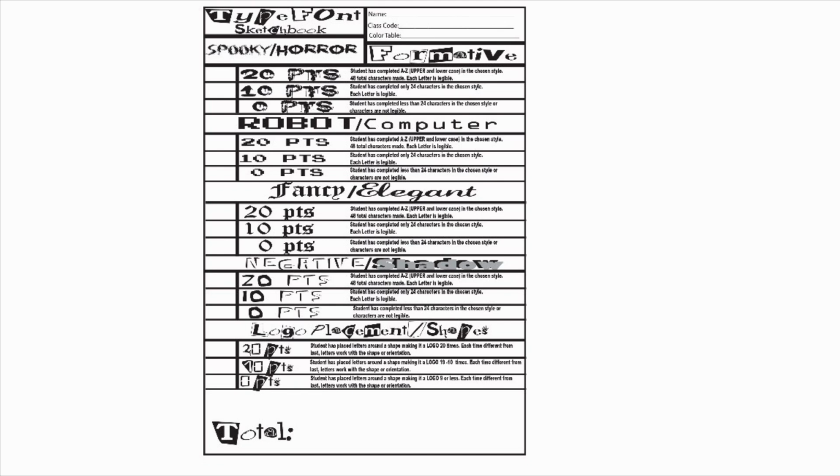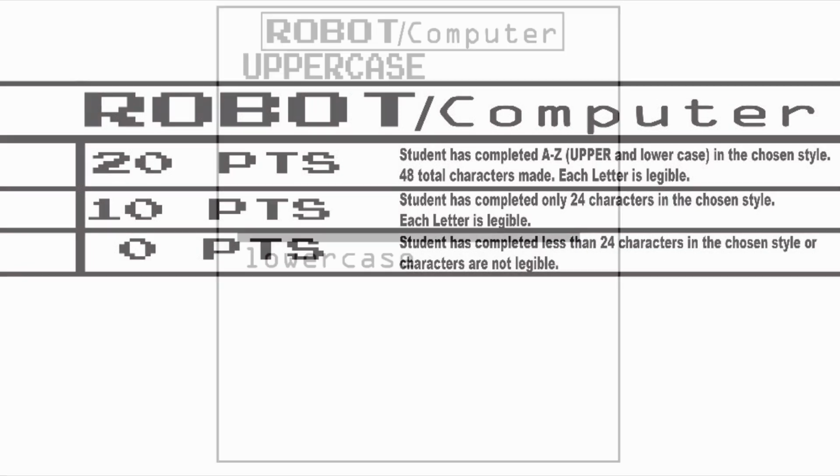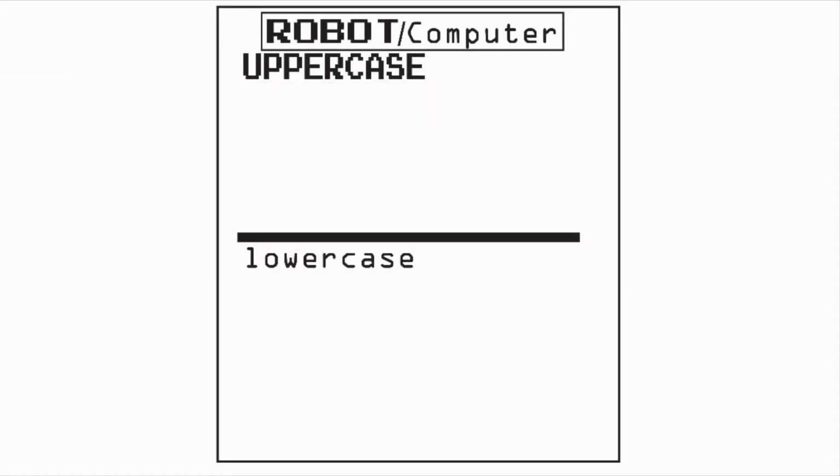Again, everybody should have their rubric. This time we'll be looking under the robot/computer section. You have a choice of 20, 10, or 0 points. Personally, I would take the 20 by writing the whole alphabet, uppercase and lowercase, in a robot or computer-like fashion. Of course, in your sketchbook, you should have a robot/computer section to do your words in. There should be an uppercase and a lowercase section.